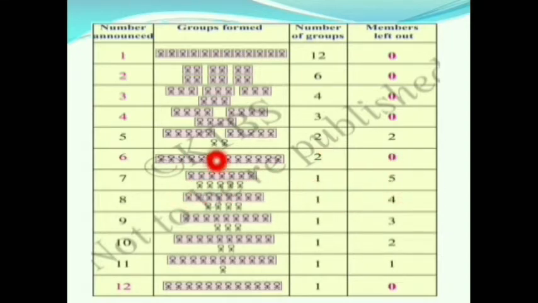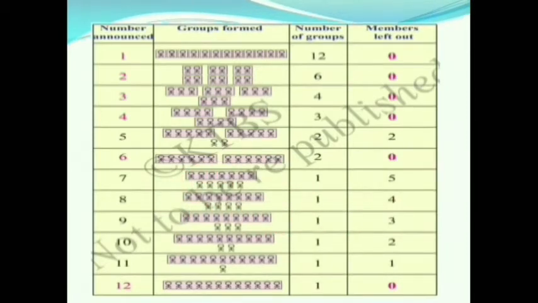Now number announced is 8. Number of groups formed is 1. Are there any children left out? Yes, 4 children are left out. Now number announced is 9. Number of groups formed is 1. Are there any children left out? Yes, 3 children are left out.